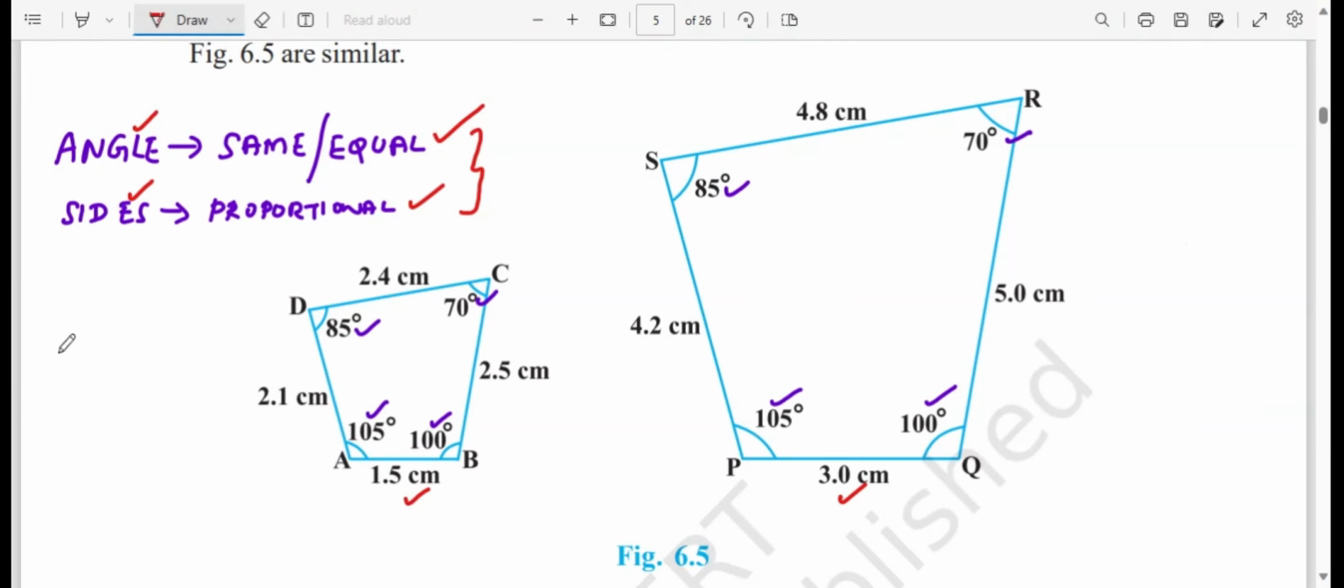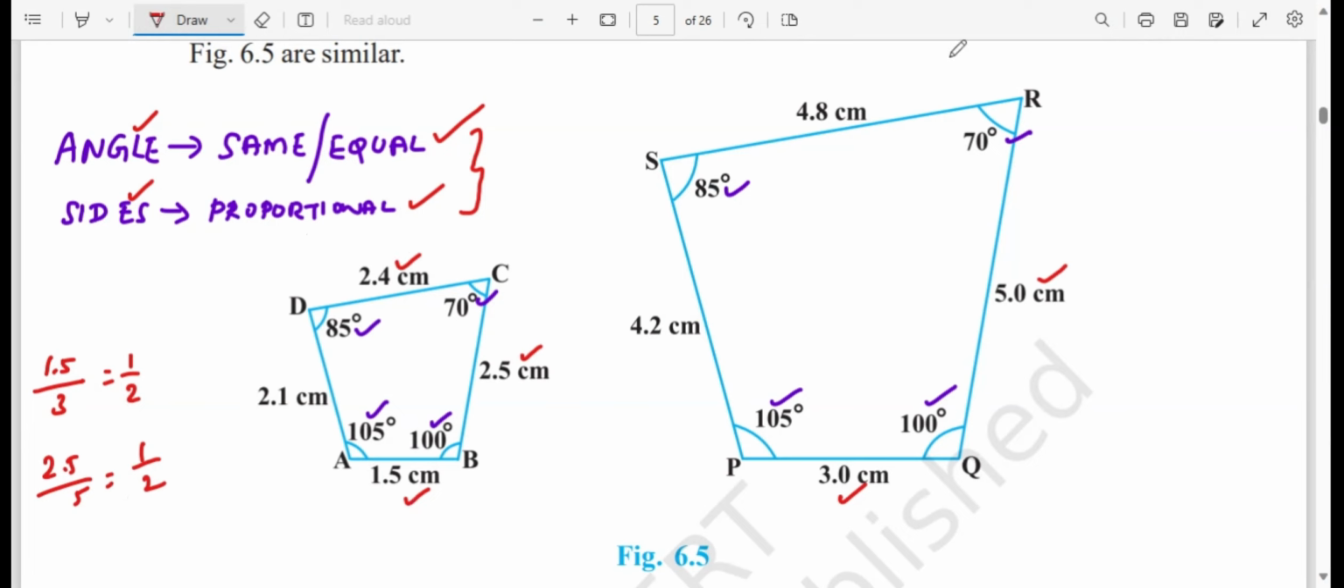Okay, or I can write it as 1.5 divided by 3. That is equal to 1 by 2. I'm just writing AB by PQ. Now coming to the other side, BC, that is 2.5 and here it is 5. So 2.5 divided by 5. Again I get 1 by 2.